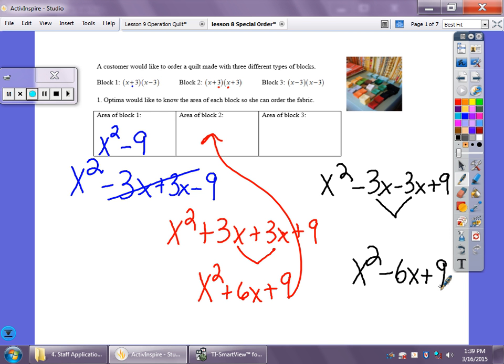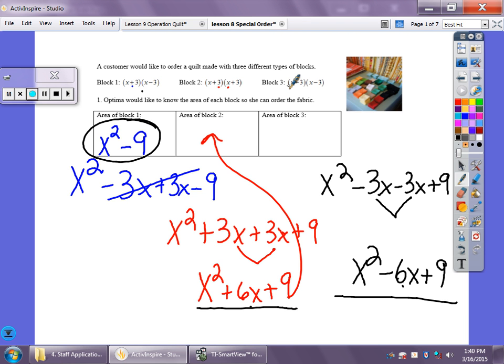Now, when I look at these problems, all of them have x, all of them have 3. I noticed that block 2 and block 3 are very similar, but block 1 is different. Block 1 does not have this middle term. So look at the original problem for block 1 versus the original problem for block 2 and block 3. What do you notice?